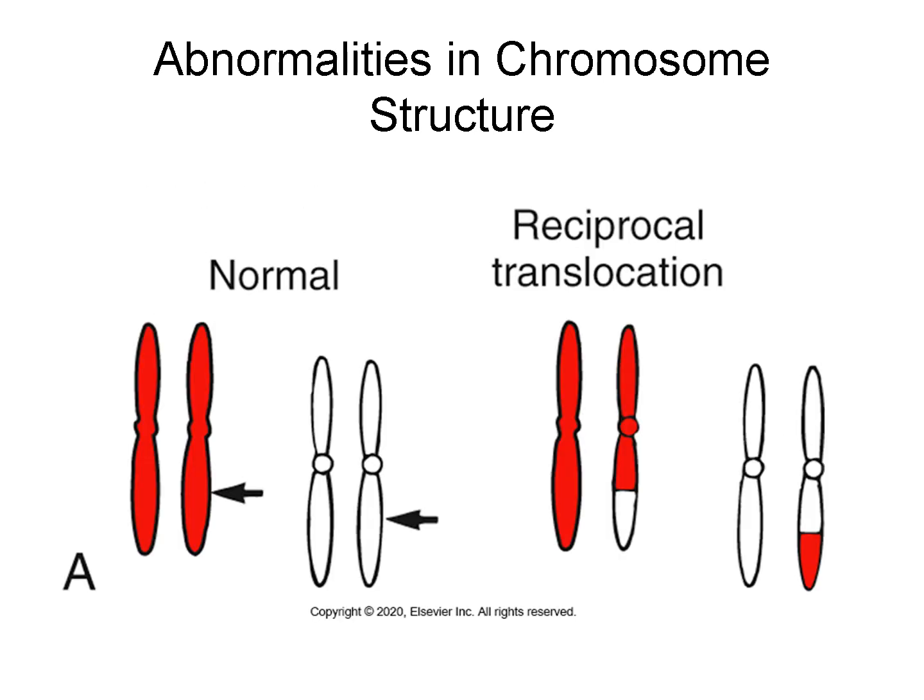This image compares a normal chromosome arrangement to a case of reciprocal translocation. On the left, we see 2 sets of normal chromosomes. On the right, a reciprocal translocation has occurred, where segments of two different chromosomes have been swapped. This exchange creates chromosomes with mixed genetic material, which can disrupt normal gene function and lead to genetic disorders depending on where the breaks and reattachments occur.